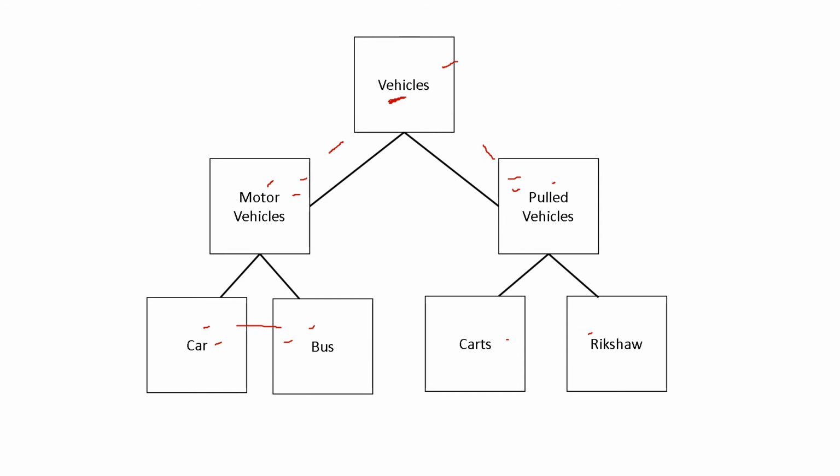Okay, this is inheritance. Here, the parent class, that is the base class, and these are the derived classes. Vehicle is the base class and the following are the derived classes. So, when you come to the car class, the derived class, automatically the base class is also being used. This is inheritance.